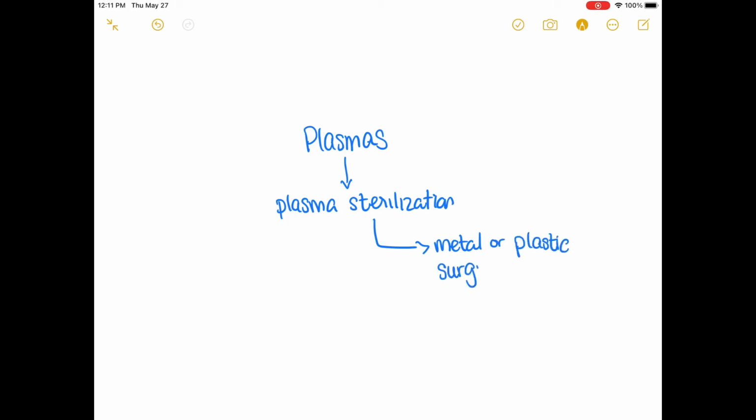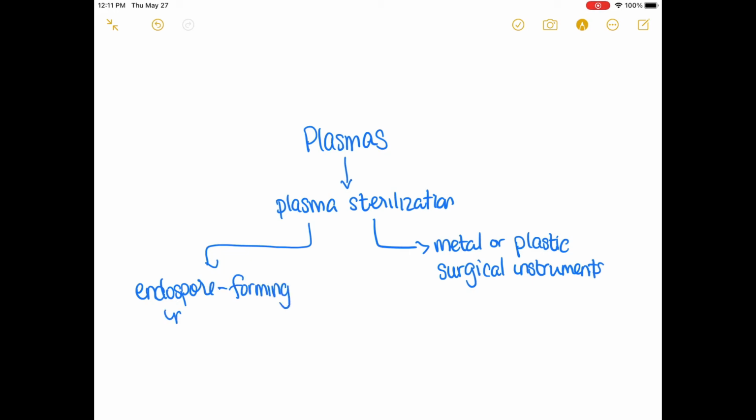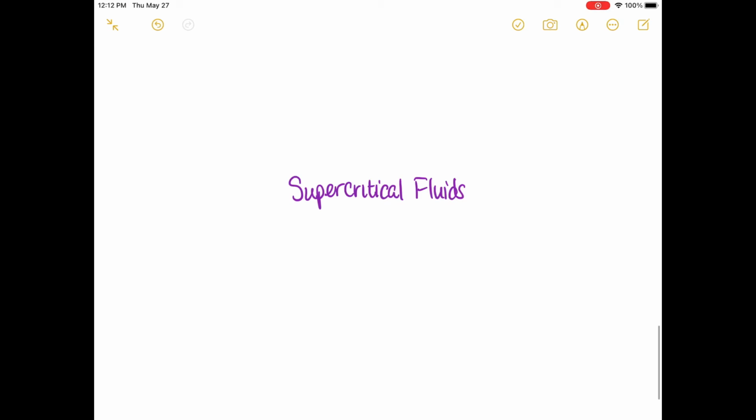The way that they are able to sterilize is that they have free radicals that destroy endospore-forming microbes and other microbes. Supercritical fluids. When carbon dioxide is compressed into the supercritical state, it becomes both a liquid and a gas.